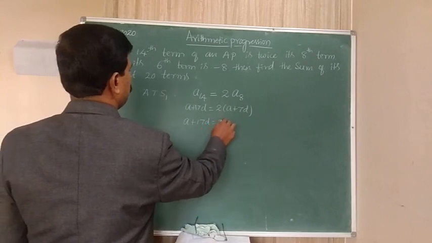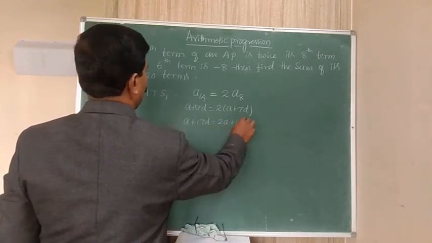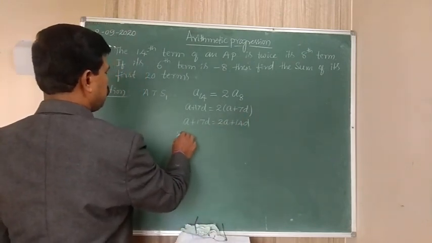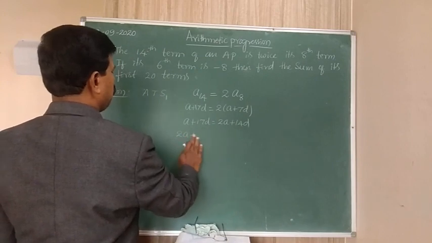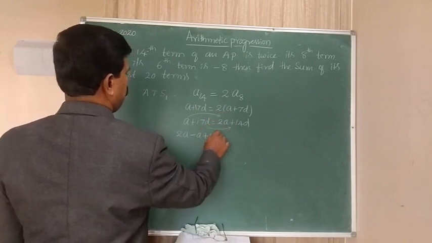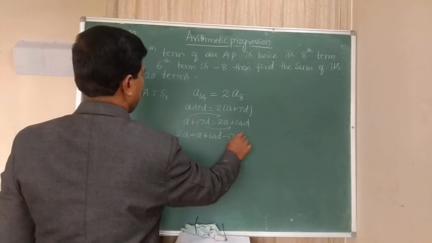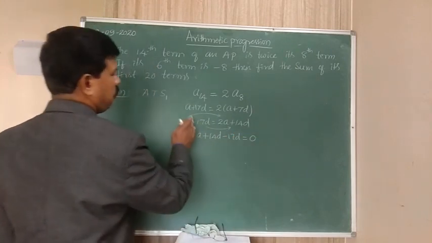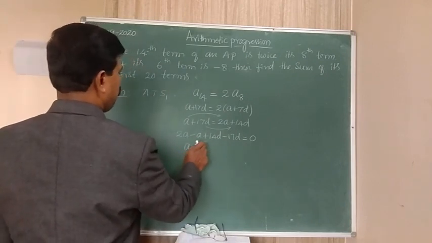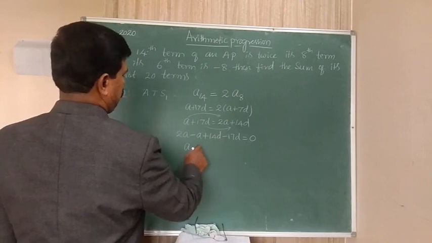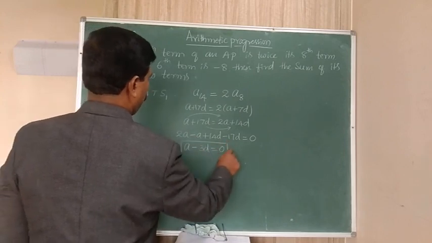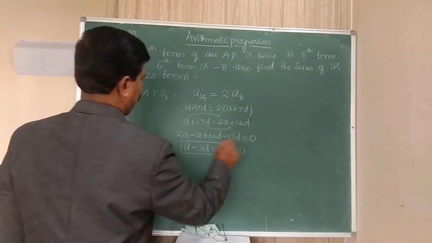Now, A plus 17d is equal to 2a plus 14d. Now shift all these things to that side. Then 2a minus a, shifting that, and here shifting, plus 14d minus 17d is equal to 0. Here one side becomes 0. Then 2a minus a is a, plus 14 minus 17 is minus 3d, equal to 0. Call this equation number 1.